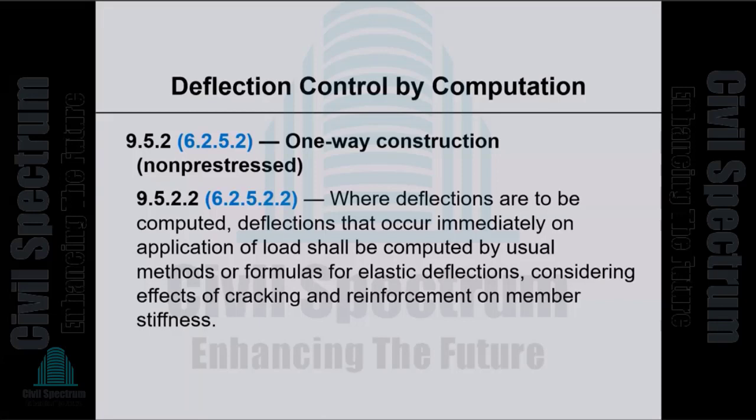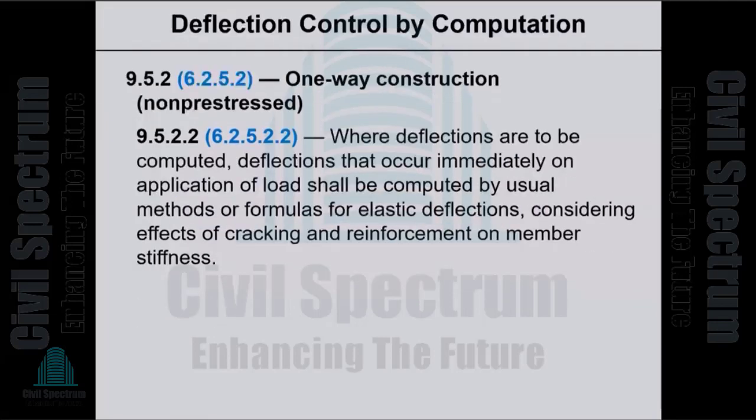Anyway, where deflections are to be computed, deflections that occur immediately on application of load shall be computed by usual methods or formulas for elastic deflections, considering effects of cracking and reinforcement on member stiffness. Remember from yesterday's discussion, there is immediate deflection and then there is long-term deflection due to creep, shrinkage and so forth. So we have to calculate both parts. Immediate deflection will be calculated by elastic analysis, and that involves stiffness assumptions. And we are being told that you shall consider cracking and reinforcement.